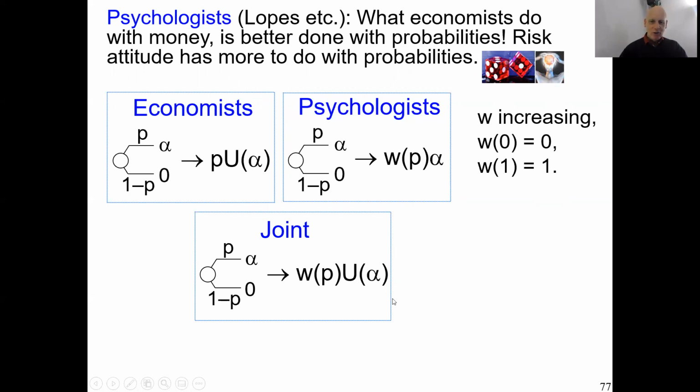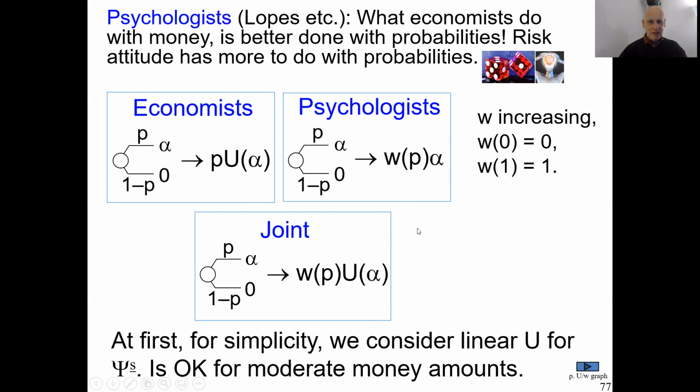But for now, for simplicity, when I analyze the idea of the psychologist, I focus on the novelty of the W function. To keep things simple, I assume utility of money is linear. For moderate amounts of money, as we see it here, this is a reasonable assumption. And later we will do the general case, but for simplicity, to focus on the novelty, when I discuss psychologists, I take linear money for now.